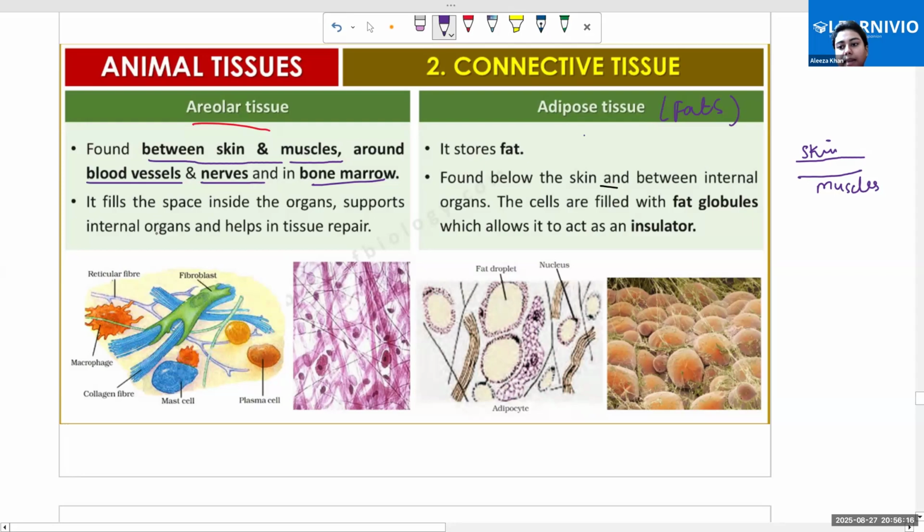Around the blood vessels. Blood vessels can be the veins and the arteries, and the nerves. Fine. And what is bone marrow? What is bone marrow? Bone marrow. Yes. Where do you have this bone marrow?